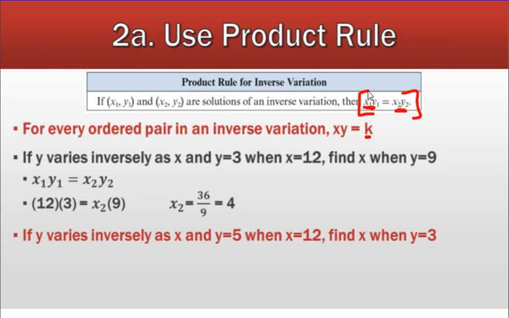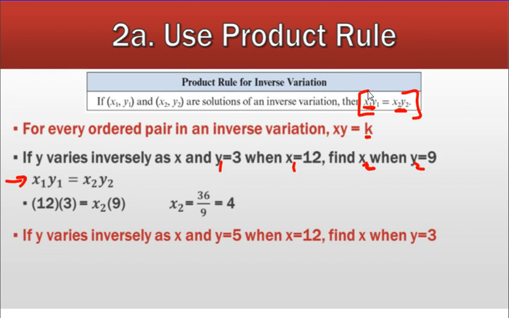So it says if y varies inversely as x and y equals 3 when x is 12, find x when y is 9. So this is your x1, y1, x2, y2. So you just plug in your numbers into the formula that they have here. 12 times 3 is 36 equals 9 times x2. To get x2 by itself, they divide by 9 on both sides. 36 divided by 9 is 4.